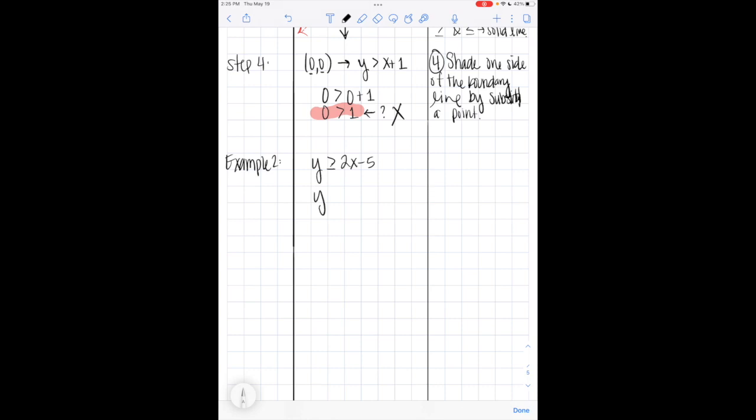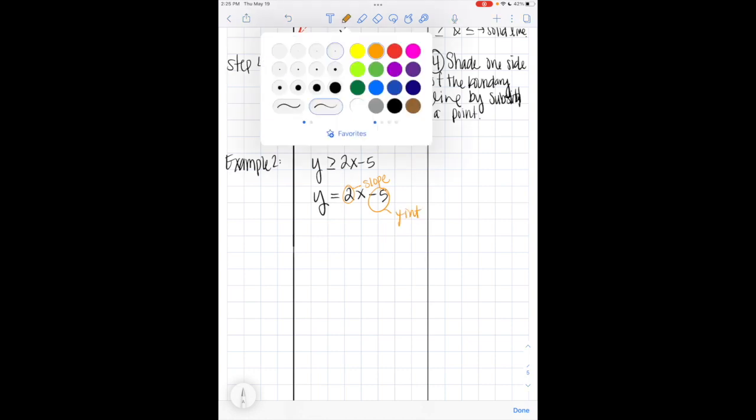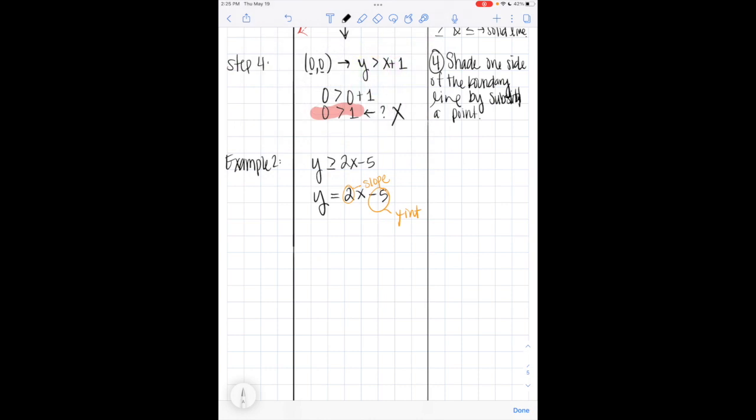Step 2 is to, for now, make it an equal sign so that we can see that this is the slope right here. And negative 5 is going to be our y-intercept. Step 3 is to graph my boundary line. I'm going to make this 1, 2, 3, 4, 5, and they're negatives because they're under the line. And this is going to be 1, 2, 3, 4.